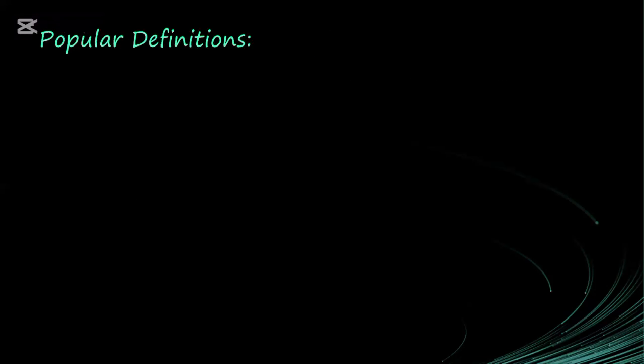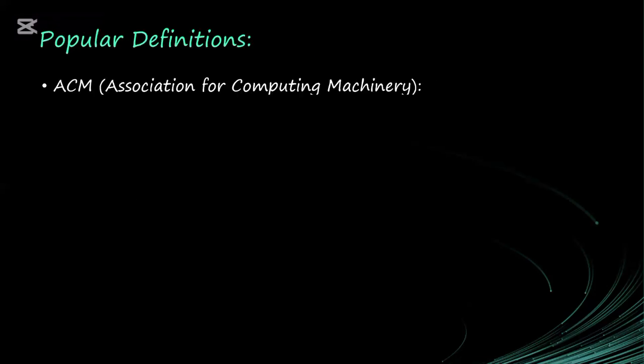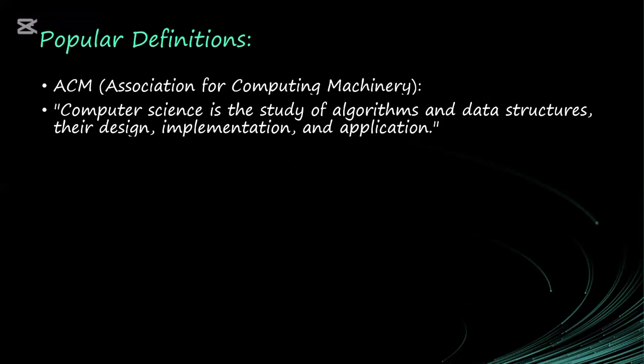Now, let's take a look at a popular definition. According to the Association for Computing Machinery, computer science is the study of algorithms. Remember, an algorithm is just the step-by-step procedures that you follow to do a computation or process data, or perform some operations on data. An algorithm is just like your recipe. You have a recipe for cooking jollof rice, you have a recipe for cooking afan soup, you have a recipe for doing so many things.